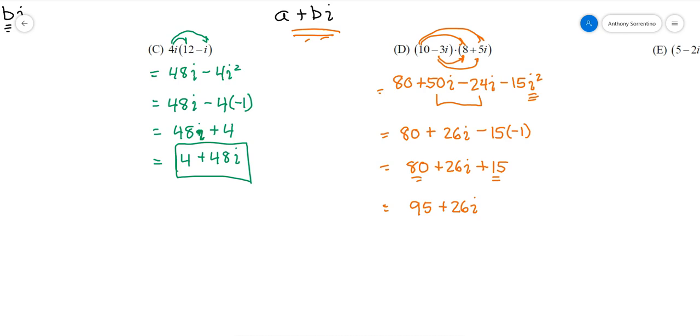Remember, if it's attached to the i, it's not a like term with anything that's not attached to the i. I can only combine things that have i's attached to them or things that don't have i's attached to them. I don't count the i squared because that should be simplified anyway. So this is the final answer. And you are expected to simplify it down to this format. Otherwise, you're not expressing a number as a complex number. So we've got a couple other multiplications as we go along with this example.